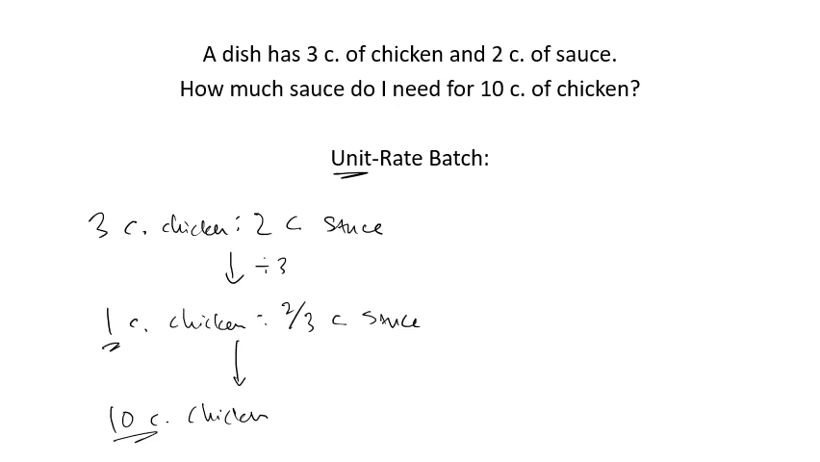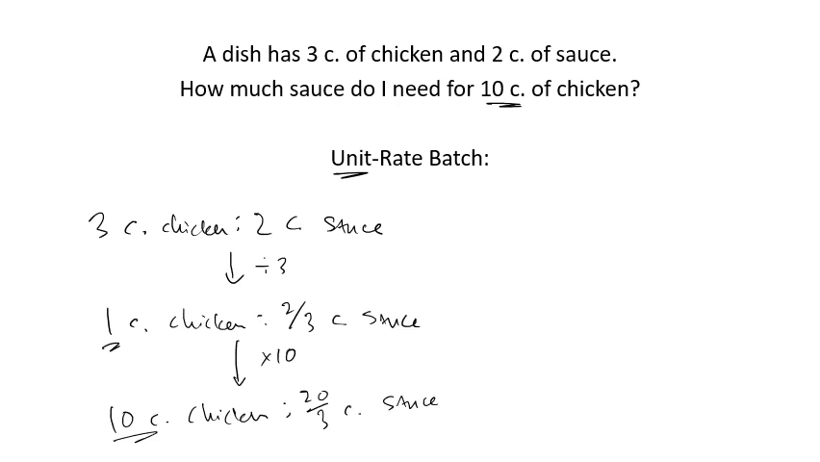So where we're trying to head toward, what we're looking for in terms of the piece of information that we're given, that'll help determine which part we need the unit rate of. So now that we have the 1 cup of chicken, we know we're multiplying by 10 to get to the 10 cups of chicken. So then this would be 20/3 cups of sauce. So just shy of 7 cups of sauce.